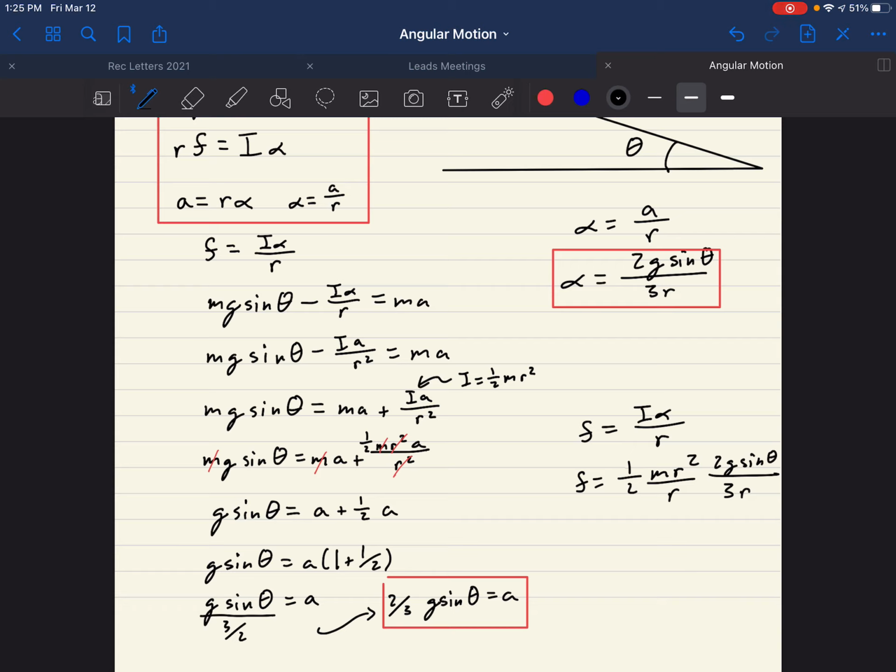That's our alpha. All right, so now again, we've got to simplify a little bit. The r squared actually cancels. The 1/2 cancels too. That's nice. So our friction force comes out to be just mg sine theta. What? No, 1/3 mg sine theta. There we go.